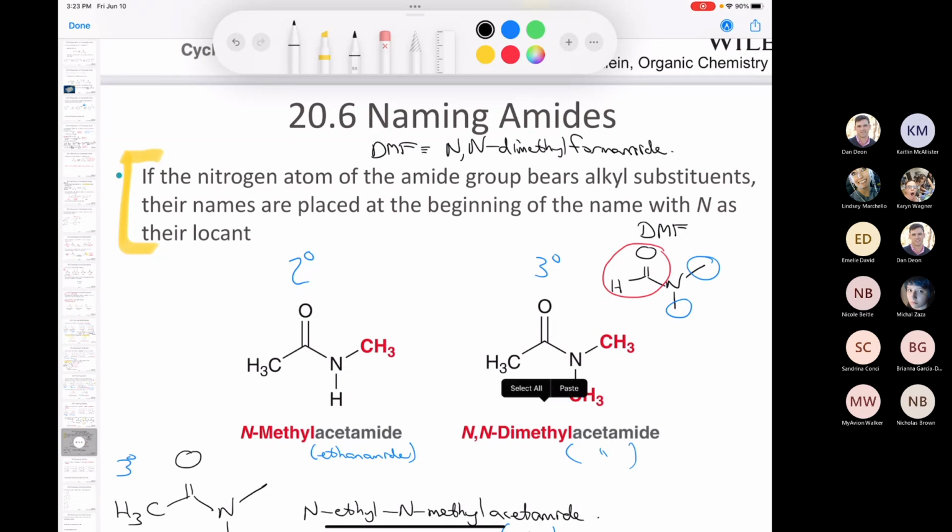And you can see from the acronym, we call it DMF. We don't call it DMM. We don't call it N,N-dimethyl methanamide. We call it N,N-dimethylformamide. So that's further proof of how common names are.